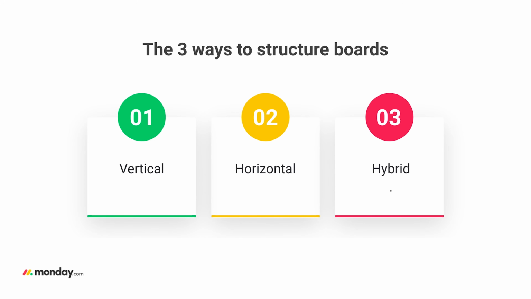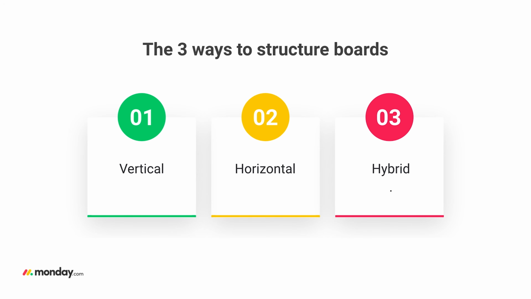So the first way is a vertical structure of boards. The second way is a horizontal structure. And the third way is going to be a hybrid structure. So what does this mean? Let me give you a quick overview before we dive into it. But vertical structure means that you're tracking the requirements to fulfill the instance vertically down the board.